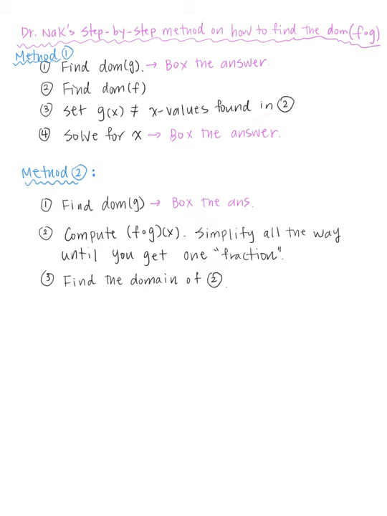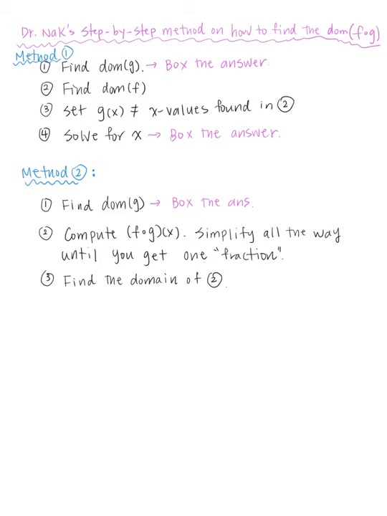So the game is, set g of x, whatever function you're given, not equal to whatever x value you got from circle 2. Now step 4, solve for x, and then there is your answer. Box the answer. The total answer is going to be what you boxed from step 1 and from step 4.